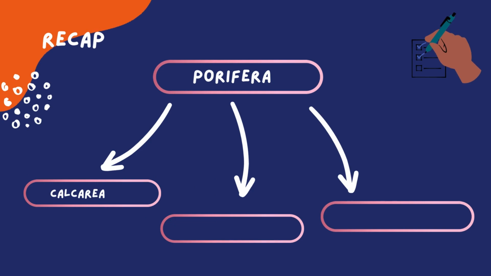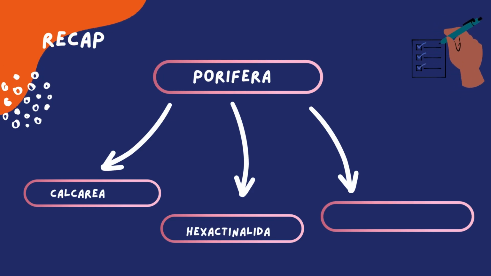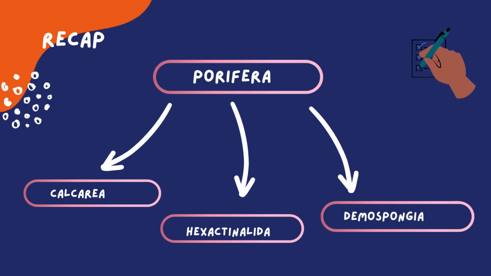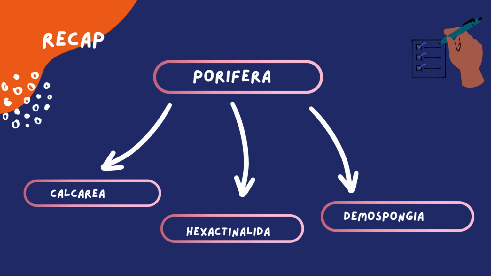Class Calcarea includes the sponges with a skeleton of calcareous spicules. Hexactinellida include glass sponges, which are most symmetrical. And class Demospongiae is the largest class of sponges, with brilliant coloration and a skeleton formed of siliceous spicules and spongin fibers.